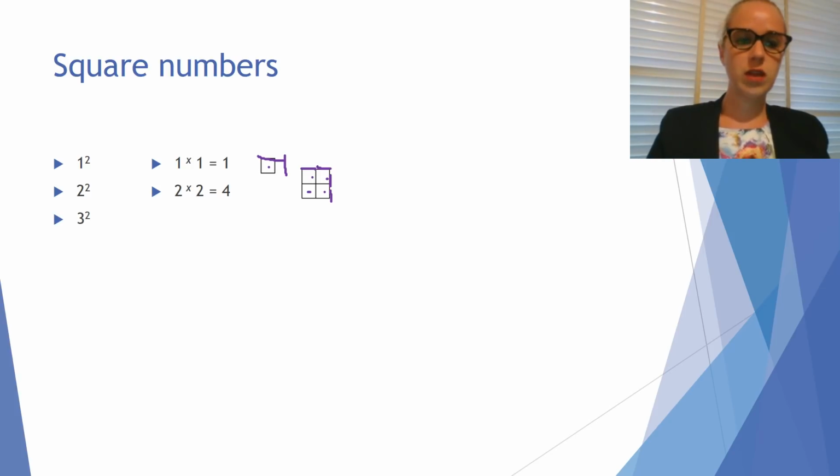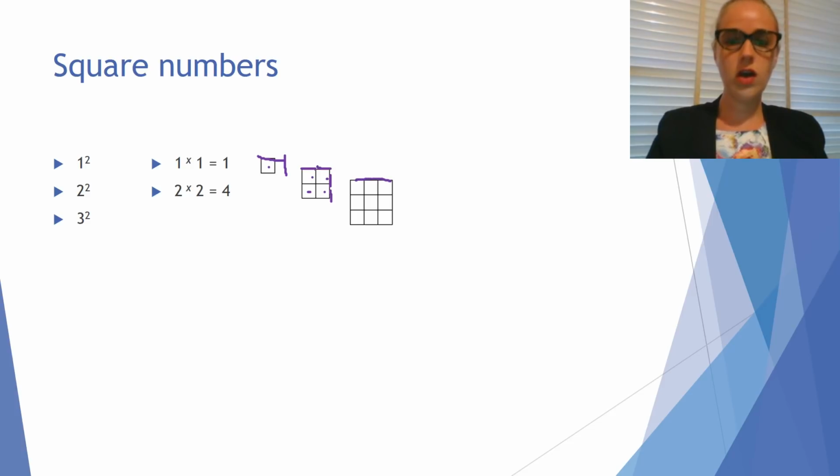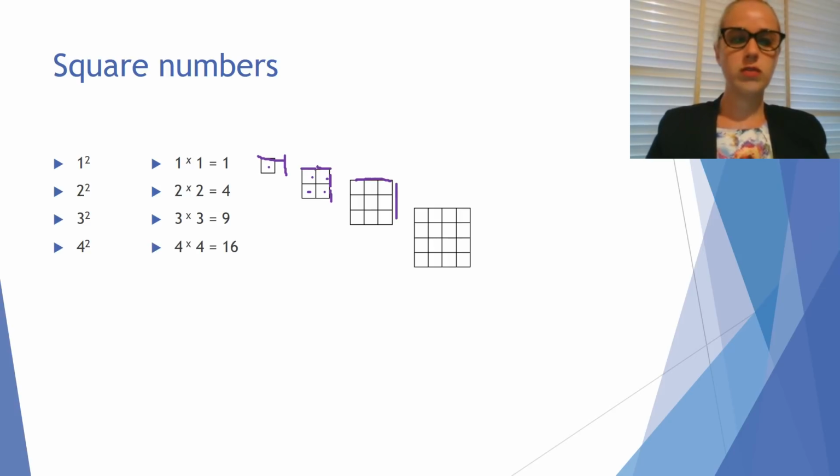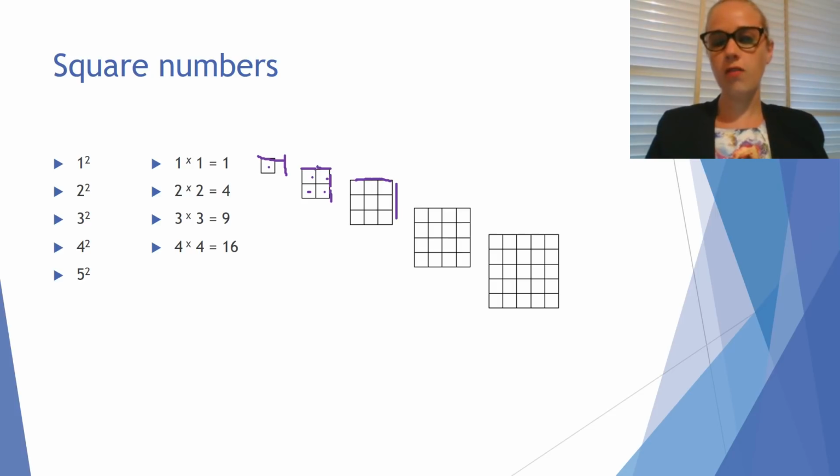We see the same thing with 3 squared is a square with 3 on each side, and so 3 times 3 will give us 9. Similar thing happens. 4 squared is a square with 4 on each side, so 4 times 4 is 16. 5 squared is a square with 5 on each side, which gives us 5 times 5, which is 25, and so on.